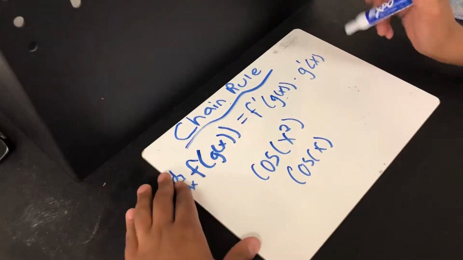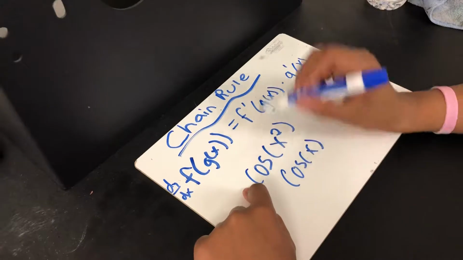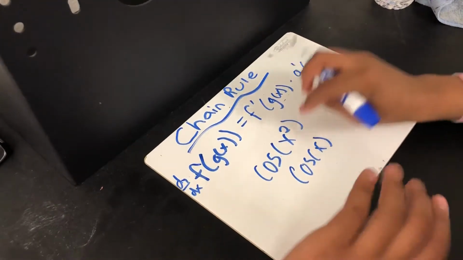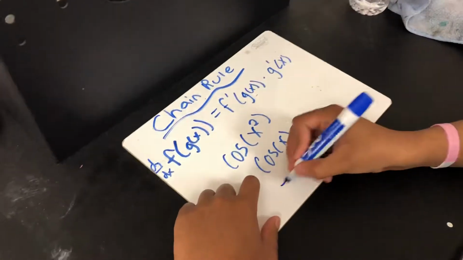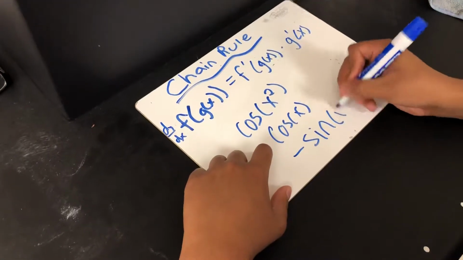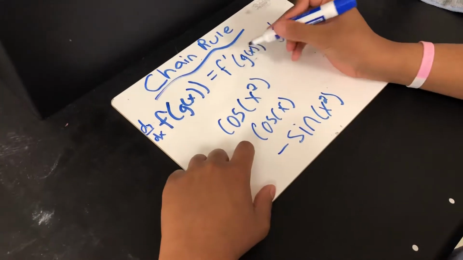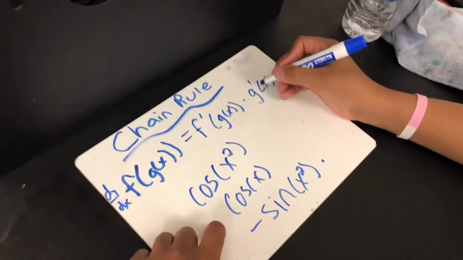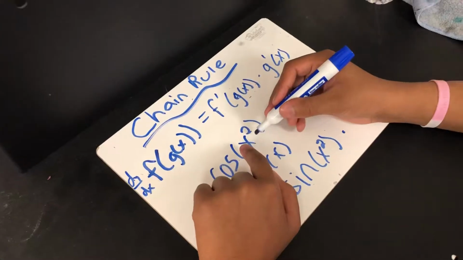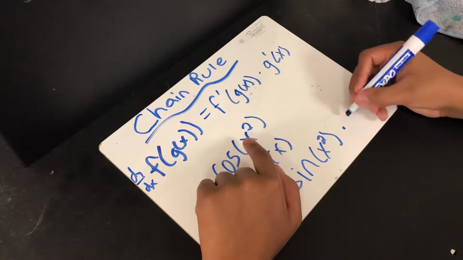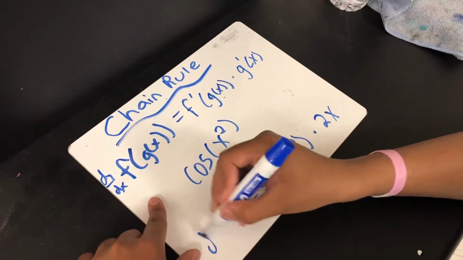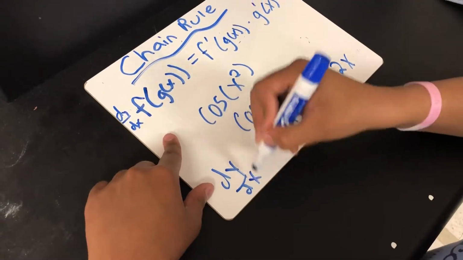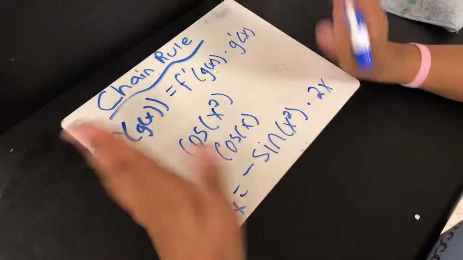And it's really simple. All you have to do here is find the derivative of the outside and ignore that you have something on the inside and just keep that the same, and then ignore the outside and take the derivative of the inside. So here we'd have negative sine of x squared, that would be our f prime of g of x, times our g prime of x, which would be the derivative of x squared, which would be 2x. And then that would be the derivative of that. That's all you have to do with the chain rule.